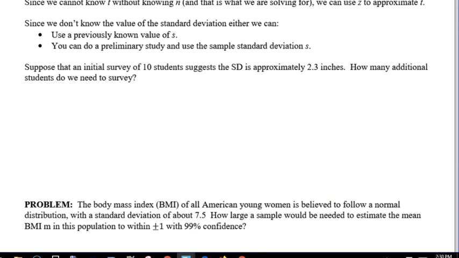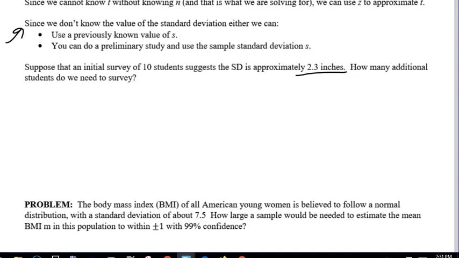So, suppose we have an initial survey of 10 students. That suggests that the standard deviation is 2.3. All right? How many additional students do we need? Now look here. It says if we don't know the value of standard deviation, we can use a previously known value or do a preliminary study. That's what they did here. They said just based on these 10 students, we have a 2.3 standard deviation.